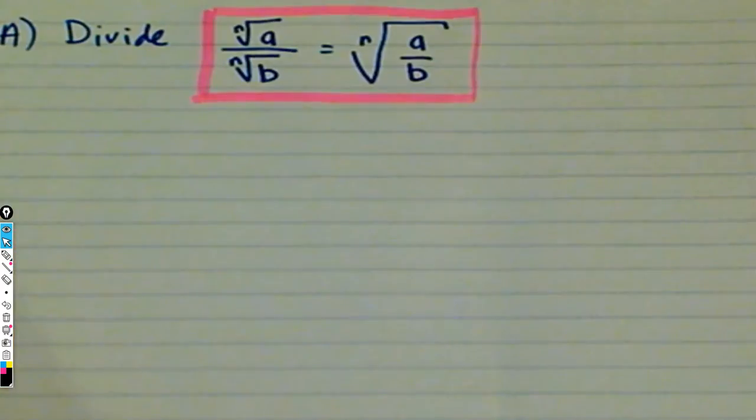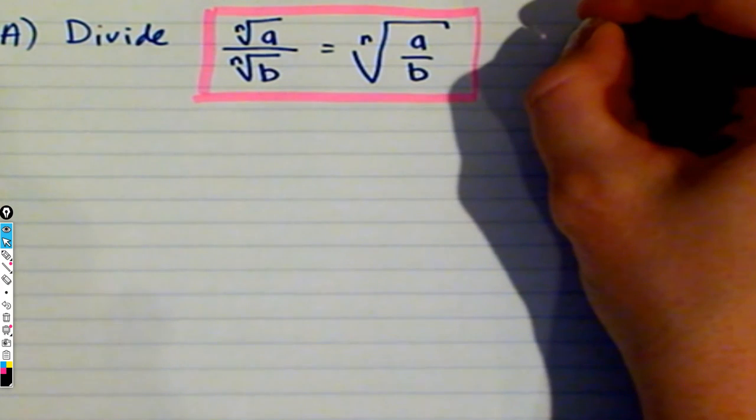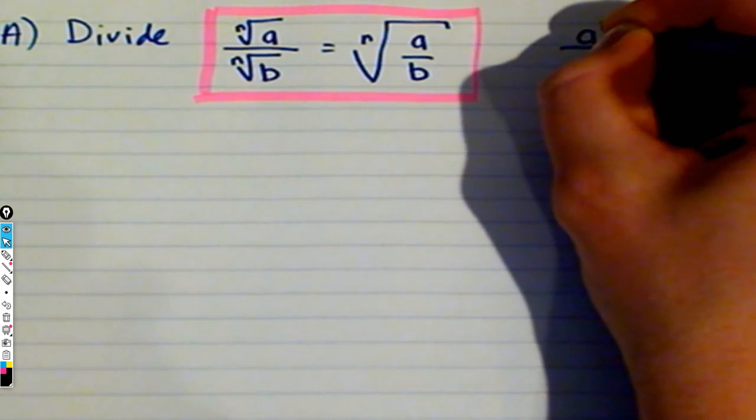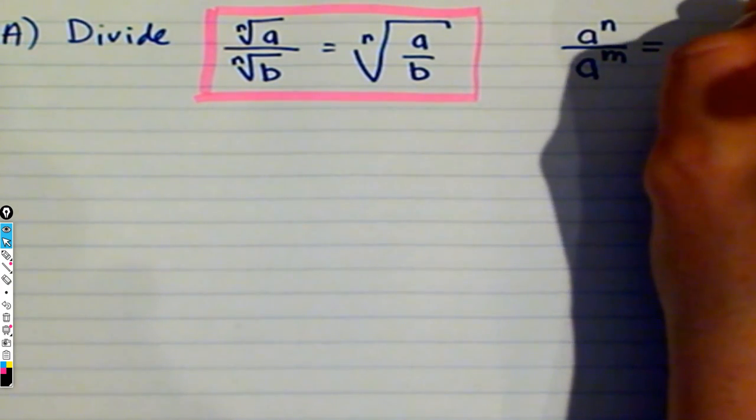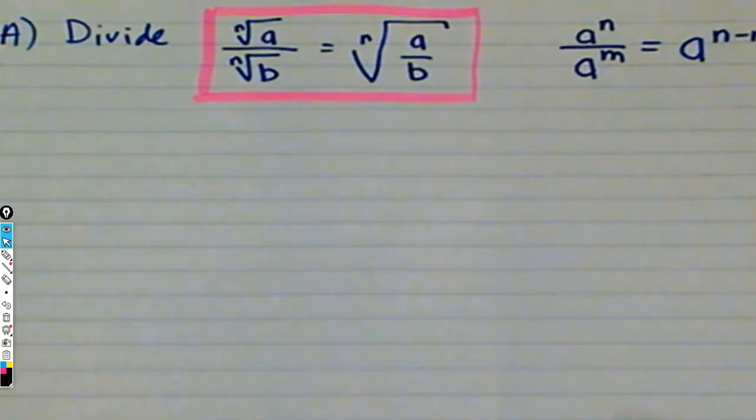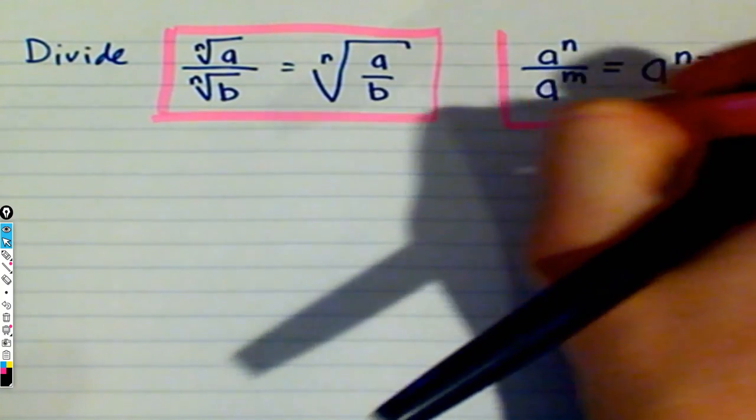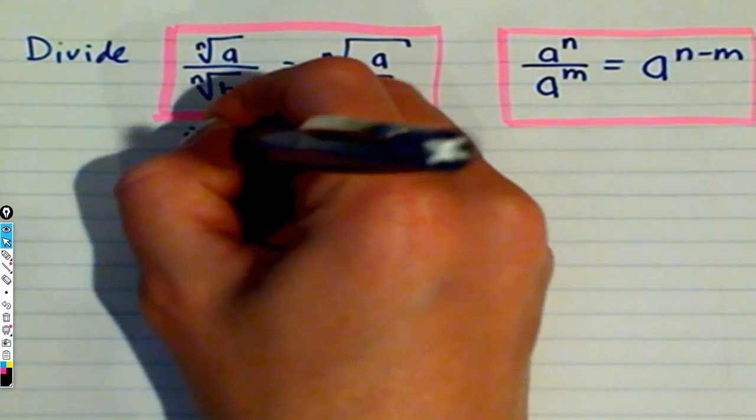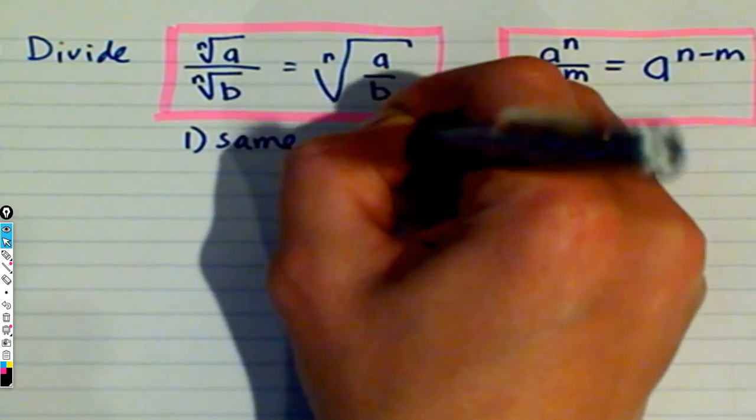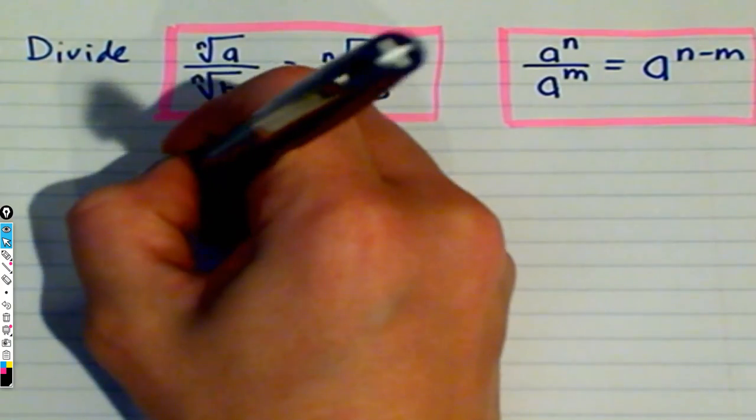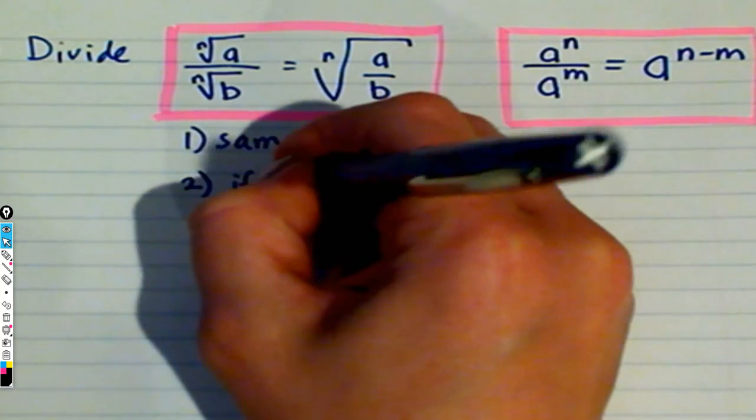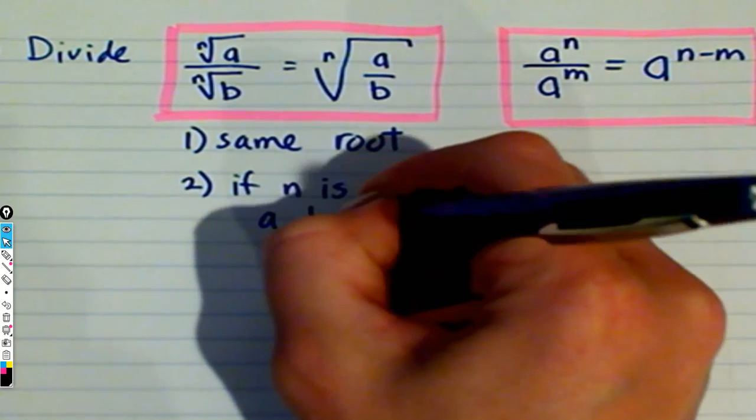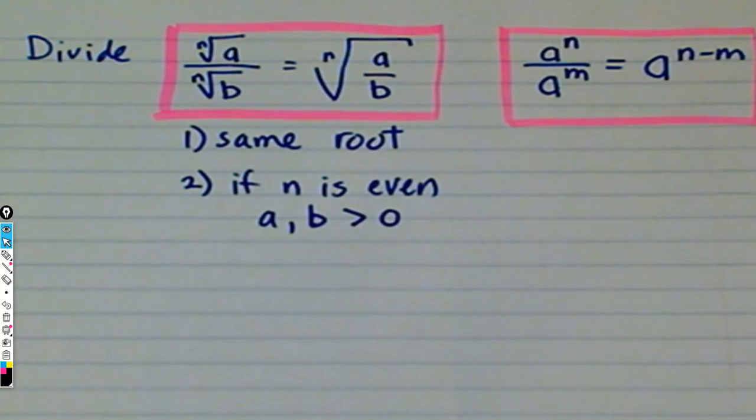Okay. And then I'm going to go ahead and do an exponent rule here as well. Okay, a to the n divided by a to the m equals a to the n minus m. So we're going to look at the pieces here that are the same and that are different. Okay, here you must have the same root. Okay, and if n is even, then a and b must be greater than 0 or positive.